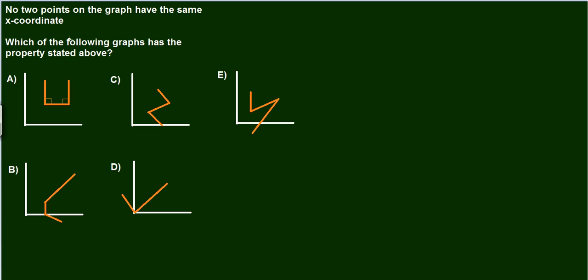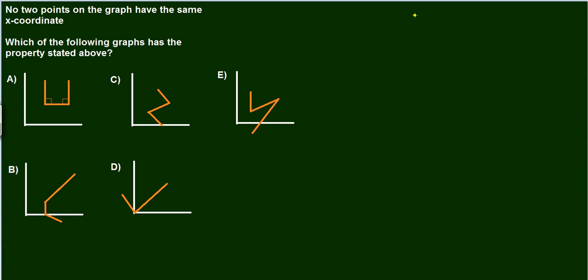Alright, now the question number 4 says, no two points on the graph have the same x-coordinate. Which of the following graphs has the property stated above? So what we want to do here is analyze these 5 answers or graphs and see which one of them fits our original statement. So let's break down what our original statement means. No two points on the graph have the same x-coordinate.